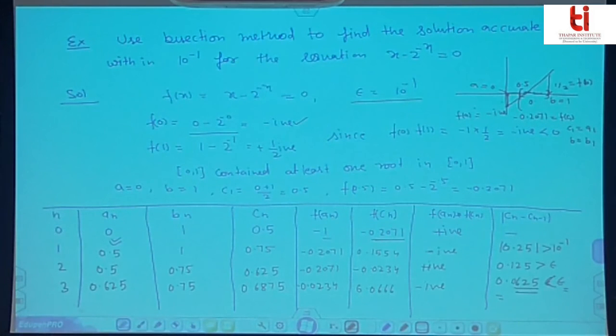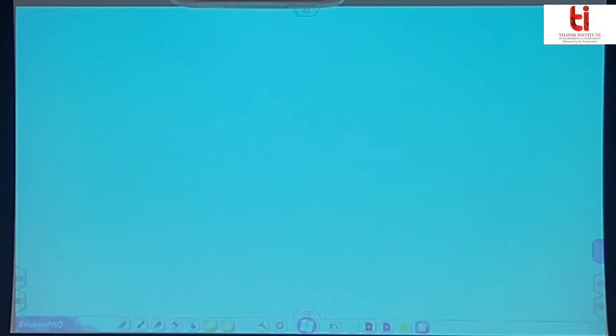So what would be the root of this equation? With this stopping criteria, the midpoint of the interval 0.625 and 0.75, so 0.6875, is the root of the equation with the stopping criteria 10 to the power minus 1. So 0.6875 is the root of the equation f(x) equal to x minus 4 raised to the power minus x.